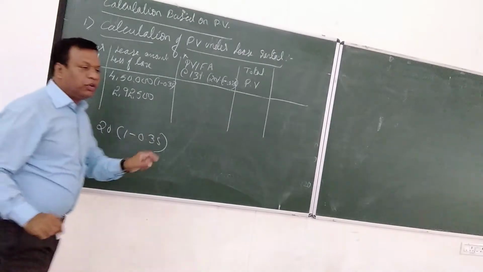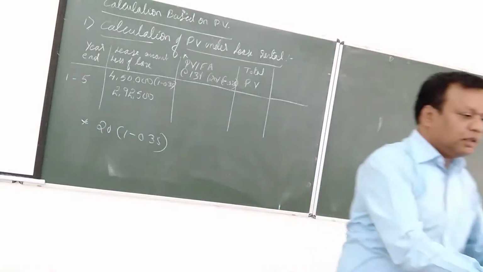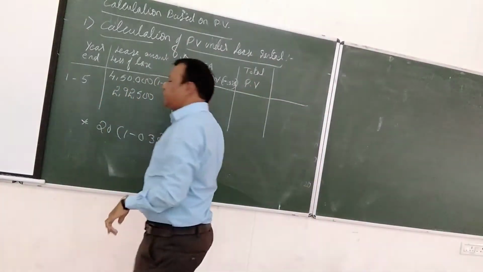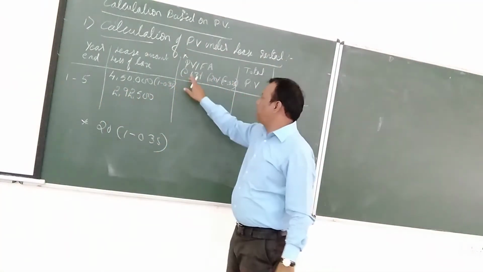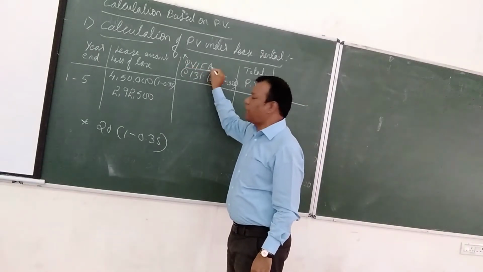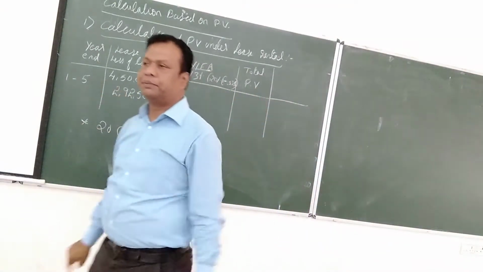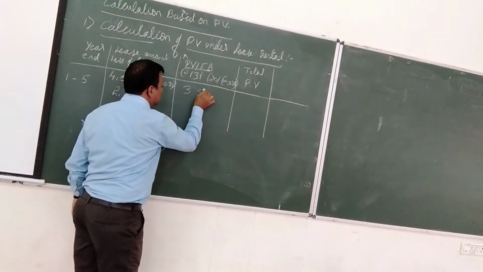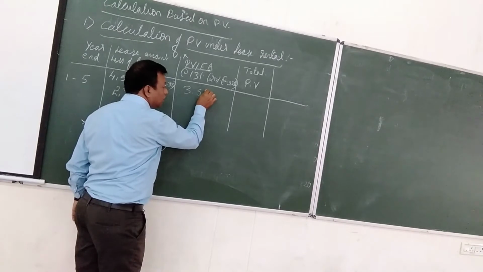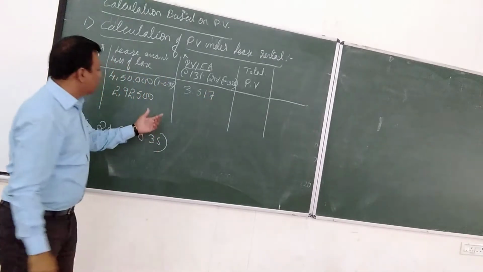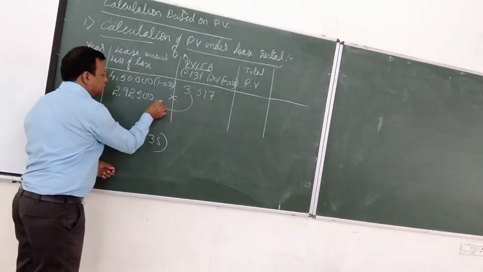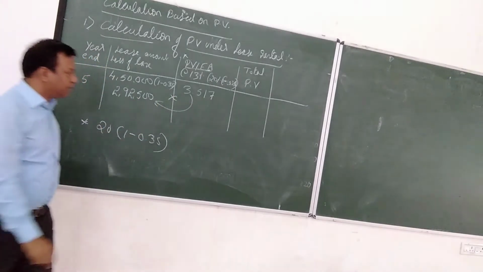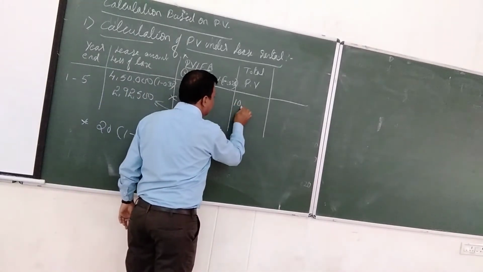So now what should we do? We should find the present value annuity factor at 13% for the 5th year from the annuity table. It is 3.517. So now we should multiply this with the lease amount: 3.517 multiplied by 2,90,500. What is the answer we get? About 10,28,000.